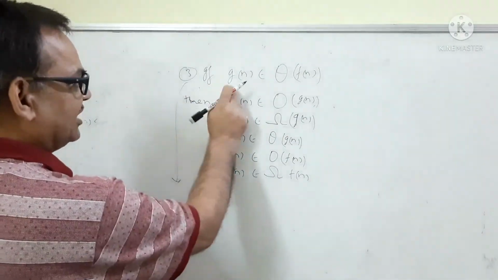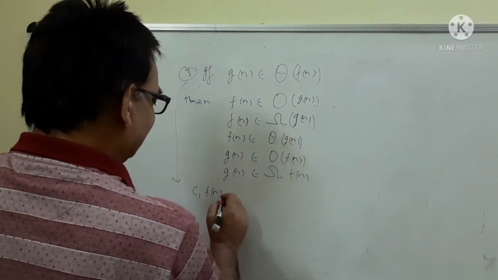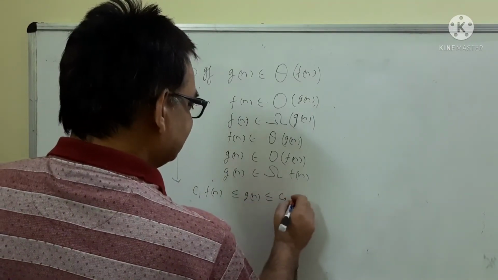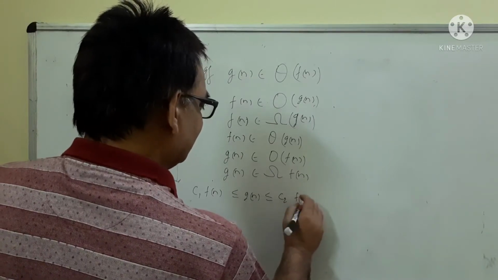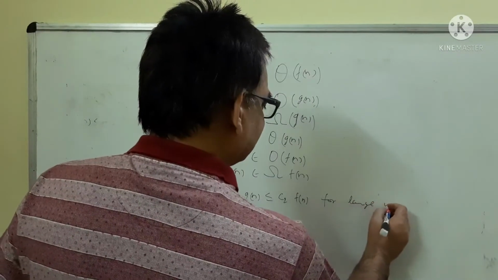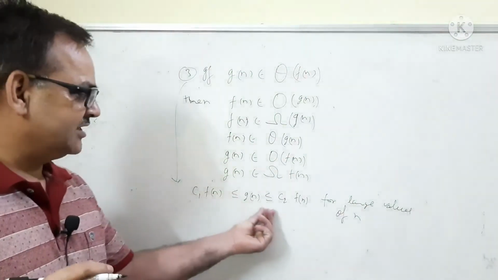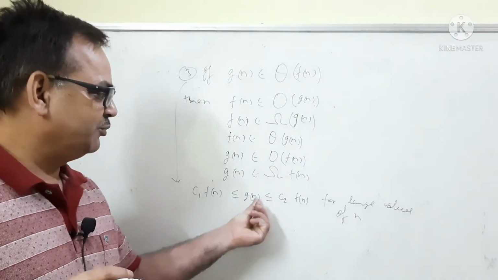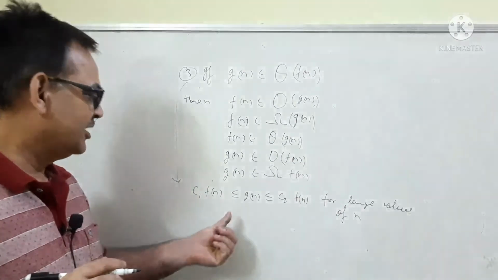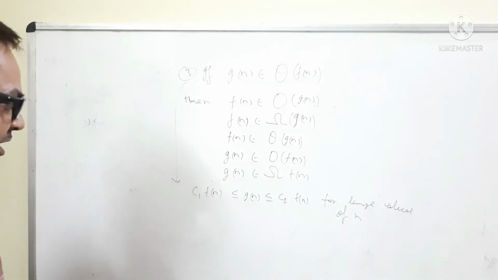Since g(n) belongs to theta f(n), we have two constants c1 and c2 such that c1 f(n) is less than or equal to g(n) is less than or equal to c2 f(n) for large values of n. Here g(n) is less than or equal to c2 f(n), hence g(n) belongs to big O f(n). Since c1 f(n) is less than or equal to g(n) for large values of n, g(n) belongs to big omega f(n). So these two proofs are very obvious from here.